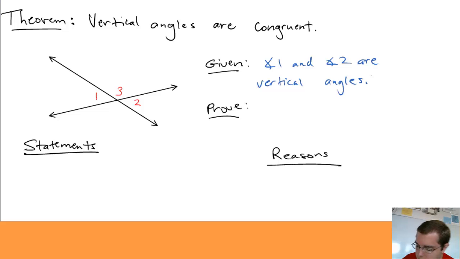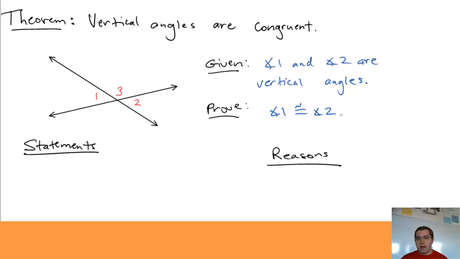What does our theorem say has to be true about those vertical angles? They need to be congruent. So that's what we're trying to prove, that angle 1 is congruent to angle 2. If we can do that, then we have shown that this theorem is true, no matter what pair of vertical angles we have. Because all we're doing is starting with a generic pair of vertical angles, angle 1 and angle 2, and I've drawn a sketch of them on the left there.